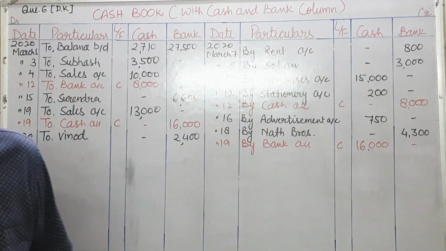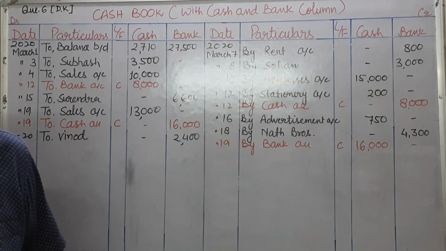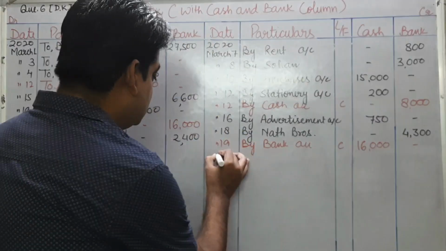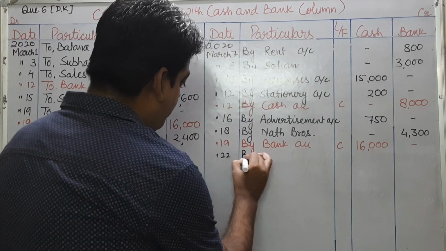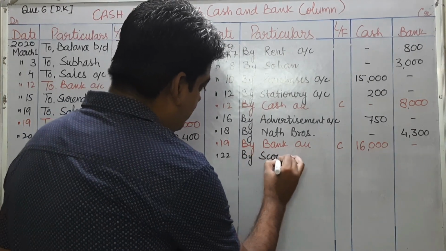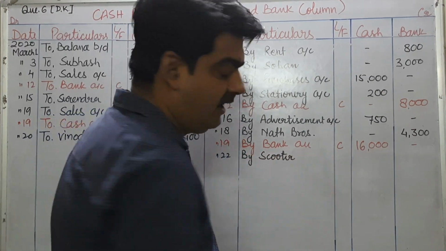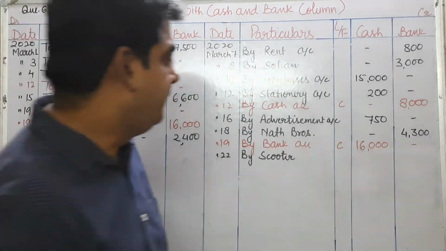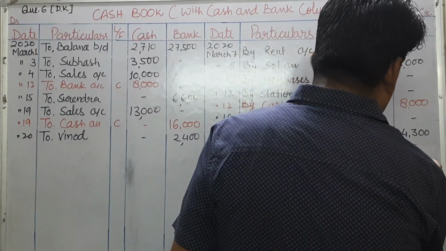Now next is March 22, bought scooter and paid for the same by check. Scooter debit to bank account. March 22, buy scooter, and we are paying amount by check, so the treatment will come in bank column, that is 18,000 rupees.